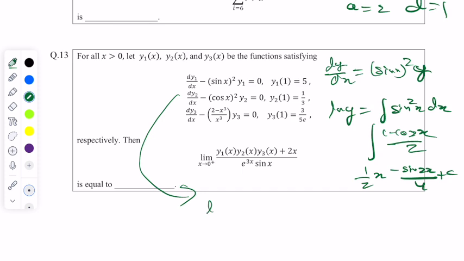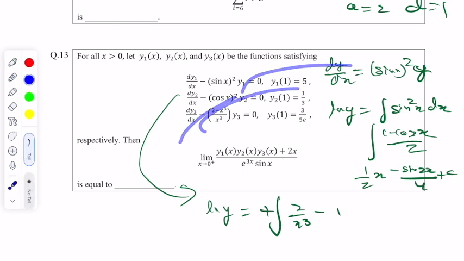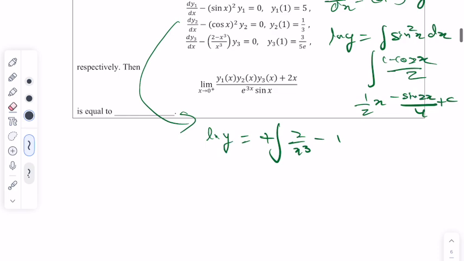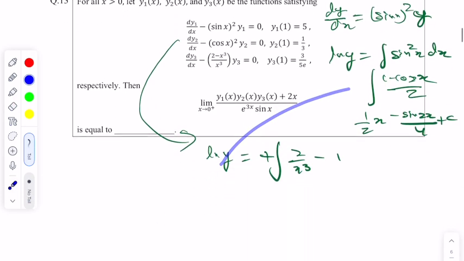The last one will be ln y equal to integral of 2 by x cube with the minus sign, okay, to the plus sign, minus 1. Guys, this looks like a pretty straightforward question. All three functions are easy. It's just about the limit. Again, we just have to see the second degree term. So this also looks like a pretty straightforward, doable question.